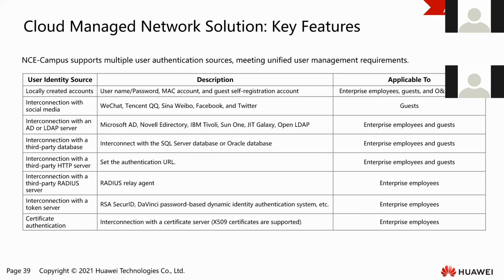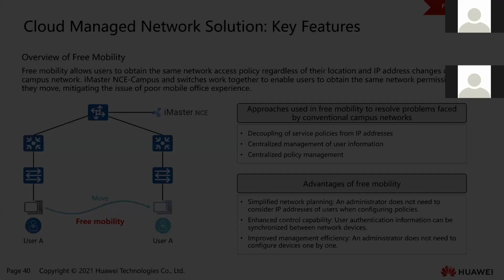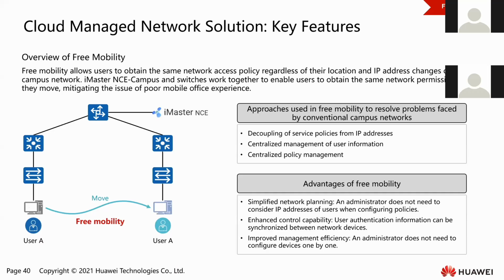Okay, so next, the next key feature that we have is free mobility. Okay, the free mobility. So actually, what does free mobility mean? Actually, free mobility allows one user to obtain the same network access policy regardless of their location or IP address. So what this means is, for example, we have user A and then we have policy A. This policy A is meant to be configured for user A.